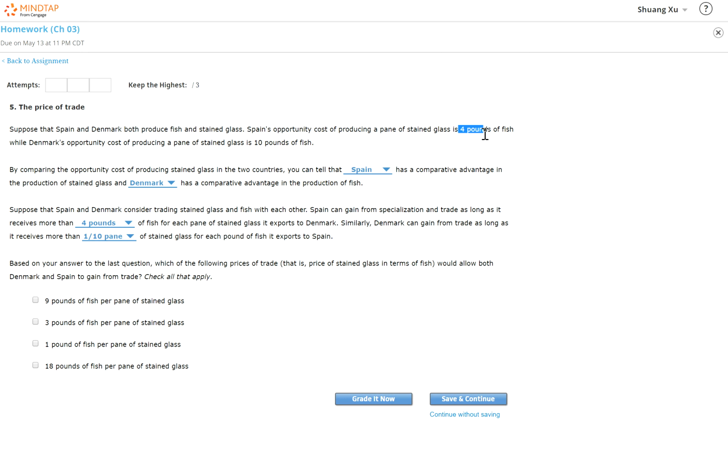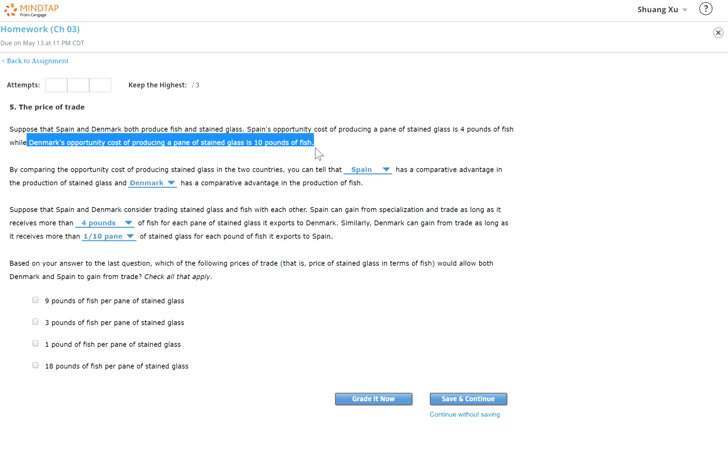Spain wouldn't want to sell their stained glass for less than 4 pounds of fish. Otherwise, it's just too cheap; they wouldn't make money out of it. So anything more than 4 is good. Now for Denmark, remember that when they produce each stained glass, it costs them 10 pounds of fish. So for anything more than 10 pounds, they wouldn't do it.